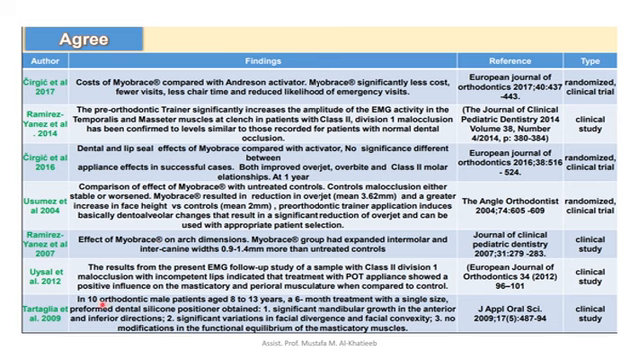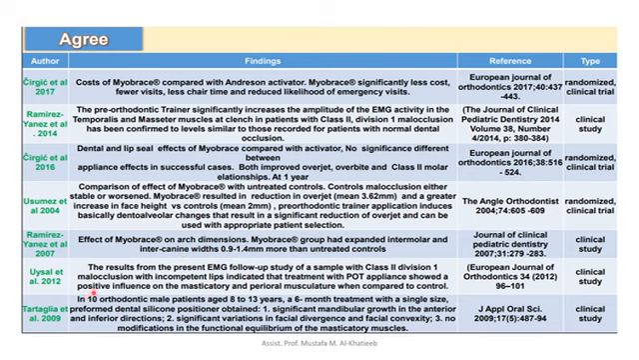And in comparison of the effect of Myobrace with untreated controls, they concluded that pre-orthodontic trainer application induces basically dentoalveolar changes, which result in a significant reduction of overjet and can be used with appropriate patient selection. It also expanded intermolar and intercanine widths with Myobrace more than in untreated patients.